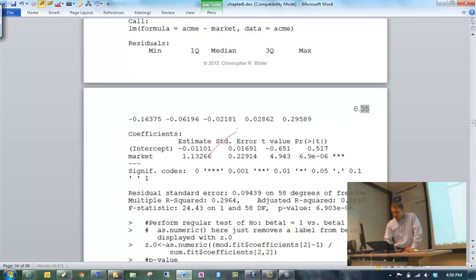So we can see that my beta hat 1 in this particular case is 1.13. So it's a little bit riskier than the market index.